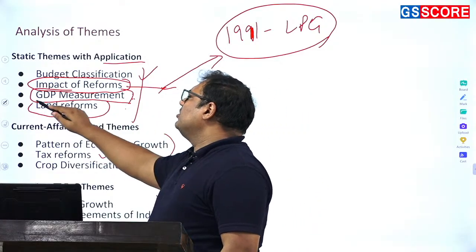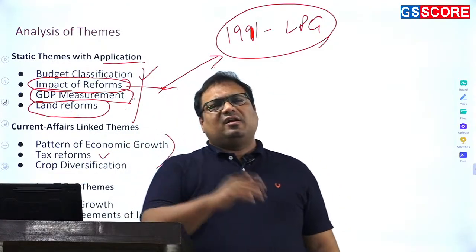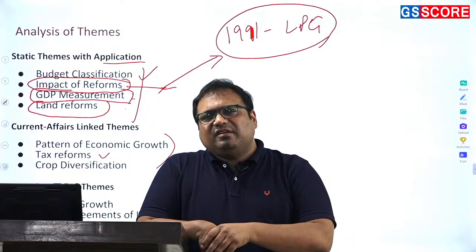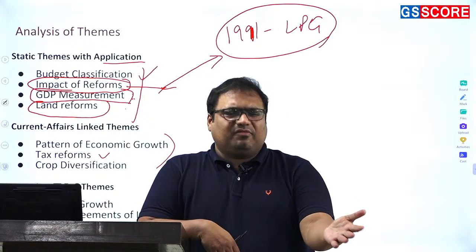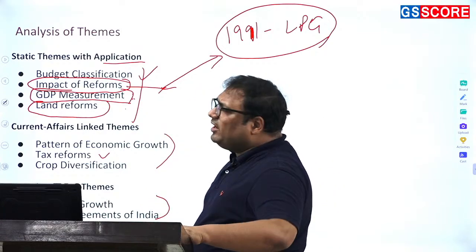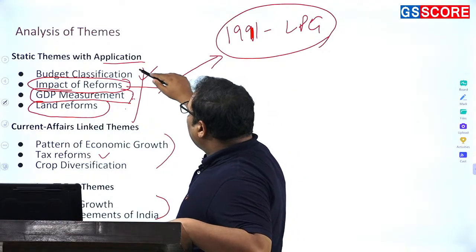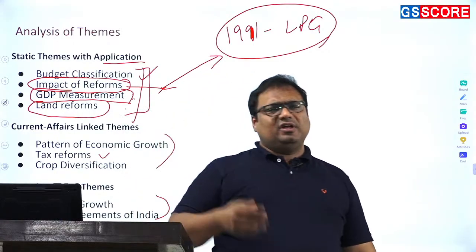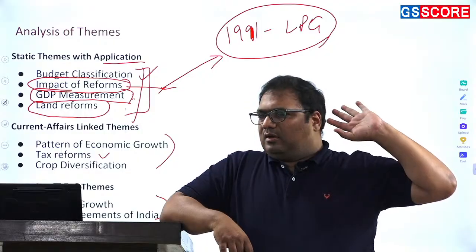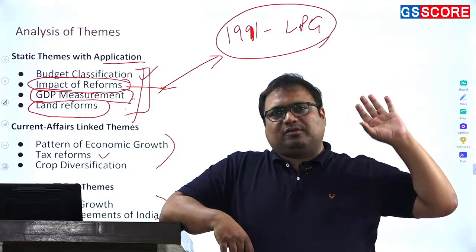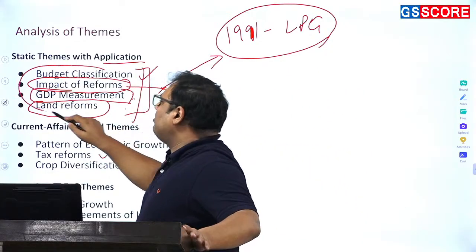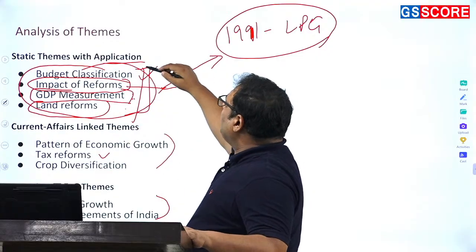Similarly, land reforms are mostly a static topic because land reforms were largely carried out in the 1960s. Since then we have seen very few land reforms, although we can identify a handful in the 21st century, but this is largely a static topic with very limited applications. So there can be certain static topics where all you need to study is what the government did and how it affected the Indian economy. That's all. There are very few applications. Here facts are more important than theory.